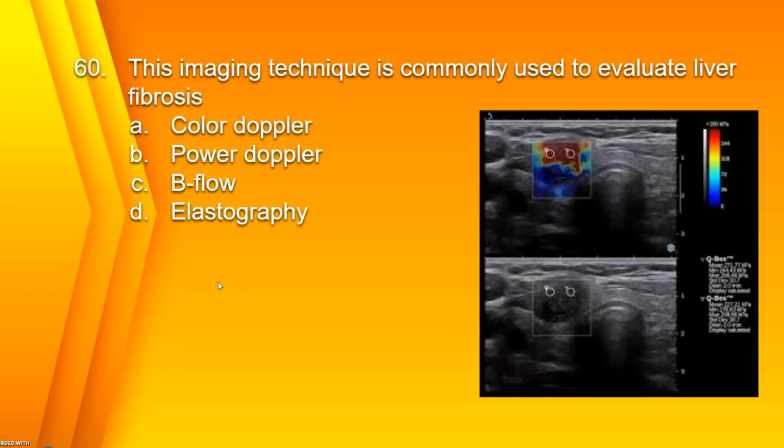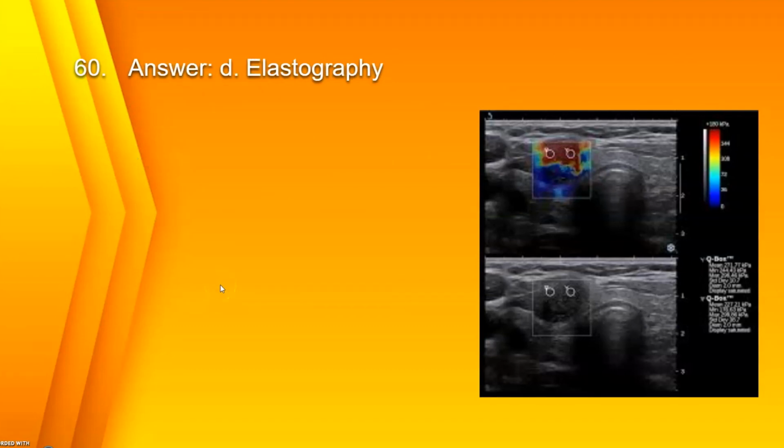60. This imaging technique is commonly used to evaluate liver fibrosis. A. Color Doppler. B. Power Doppler. C. B-flow. Or D. Elastography. The answer is D. Elastography.